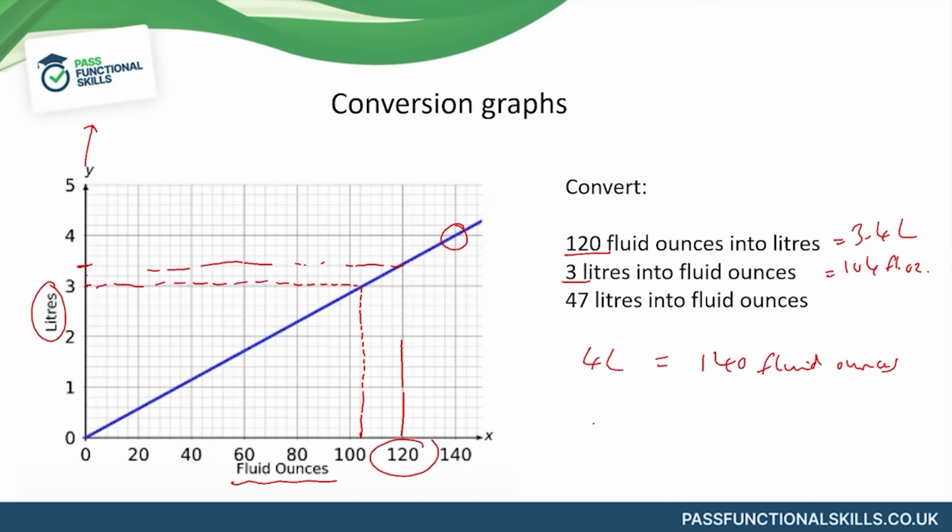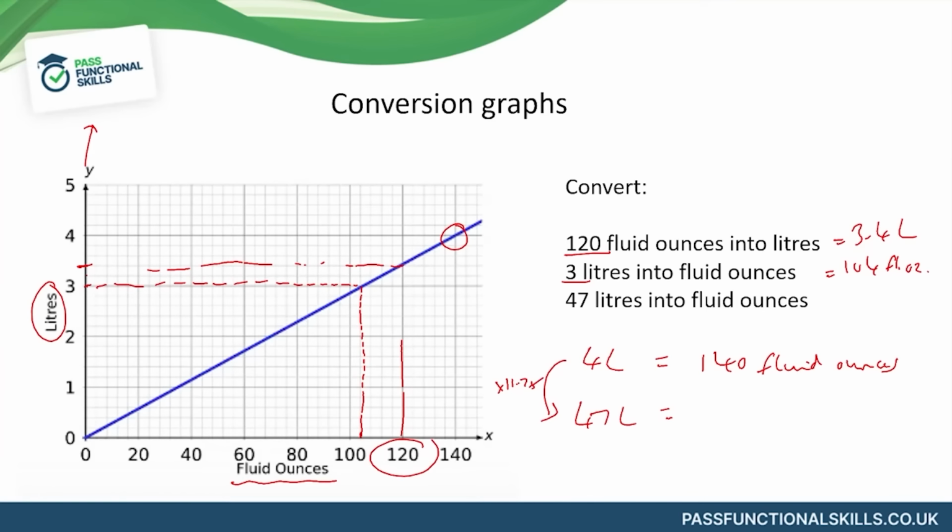Okay, so what we want to do is work out what 47 litres equates to. Now, it's a bit nasty, this one. If it was 8 litres, well, that's double the number of litres. That would be double the number of fluid ounces. So what we can do is ask ourselves, how many times bigger than 4 is 47? And the answer to that question is, what's 47 divided by 4? 11.75.